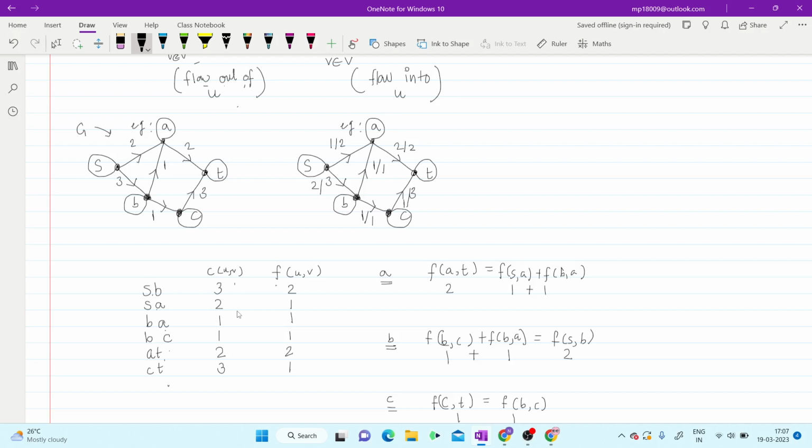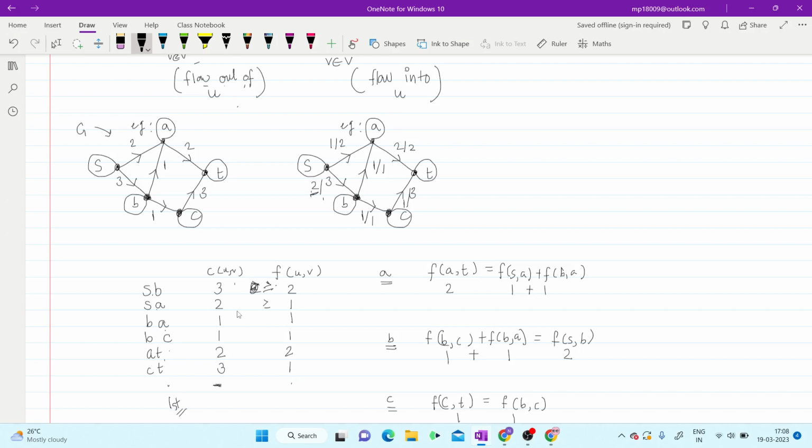So I'm assigning flow 2 to SB, and I can do that because it is less than or equal to 3. So I have assigned this flow to this edge. The first rule is satisfied, you can see in all of these. Sorry, capacity: flow is less than or equal to capacity. So in all the columns you can see the value on the left-hand side is greater than or equal to the value on the right-hand side. So the first rule, the capacity rule, is satisfied.